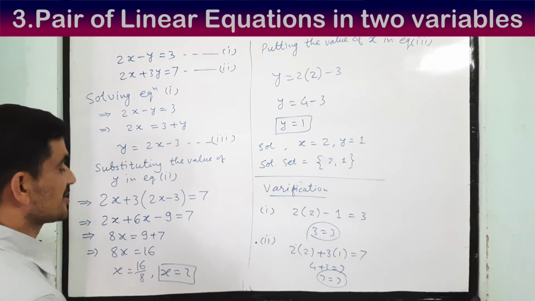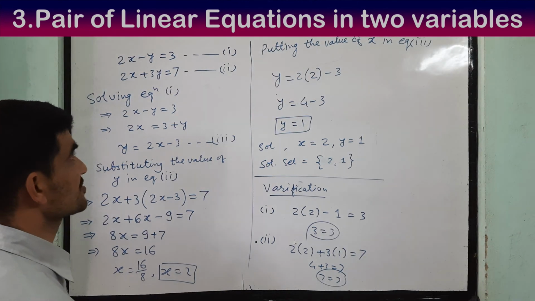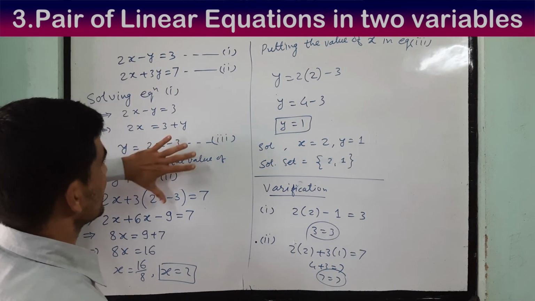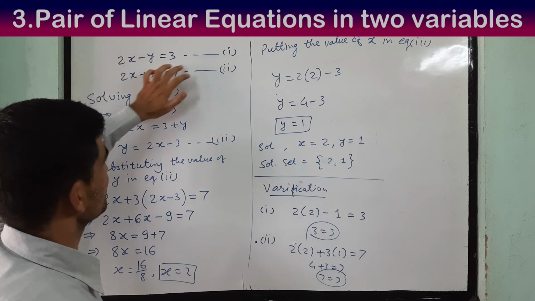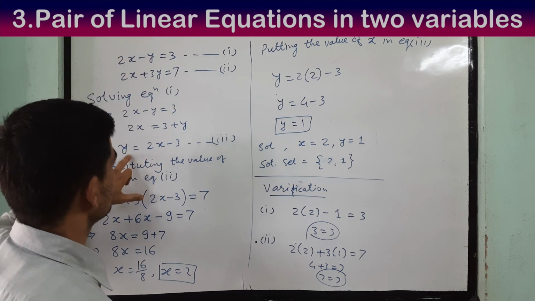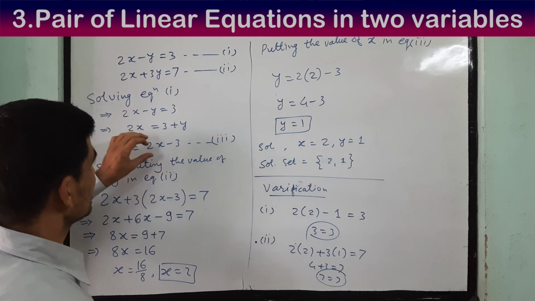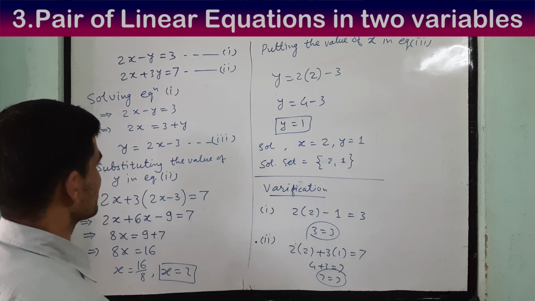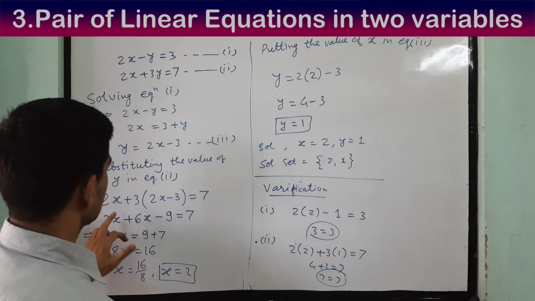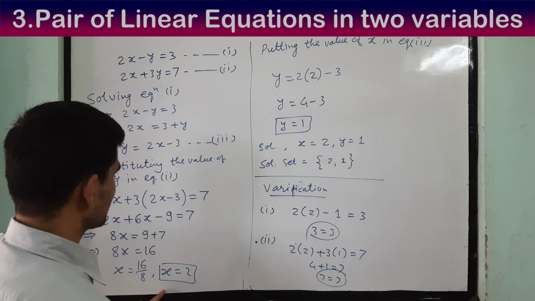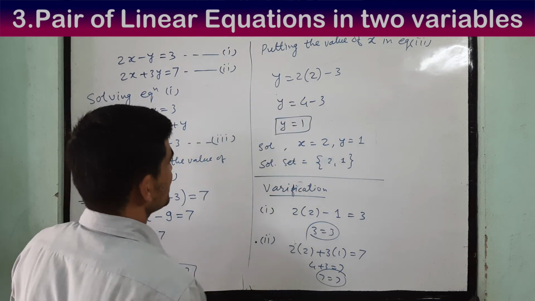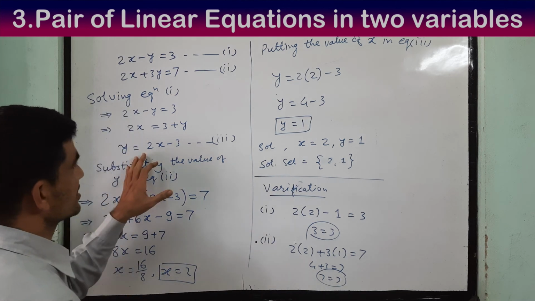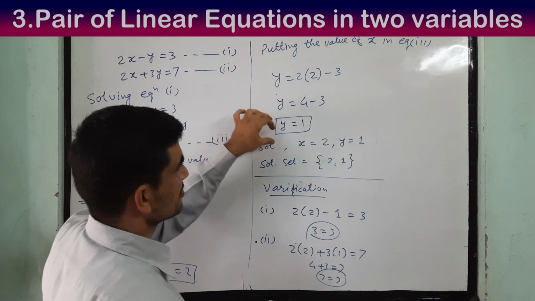Okay, so this is the method. First you have to simplify any one of the equations. So I solved equation number 1, that means we have written the value of y in terms of x, then we substitute this value in the next equation, that is equation number 2, and after getting the value of x we can put the value in any of the equations. So I put it in equation number 3, that gives you the result of y.